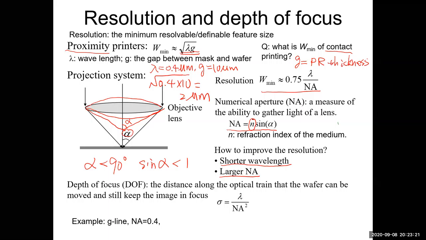We can do the lithography in what? In liquid, right? For example, water. Then N will be greater than one. So N increases, then NA increases, then W minimum decreases. So we can improve the resolution by performing the photolithography in liquid or water. This is actually called immersion. Immersion lithography. And that's what the industry is using.